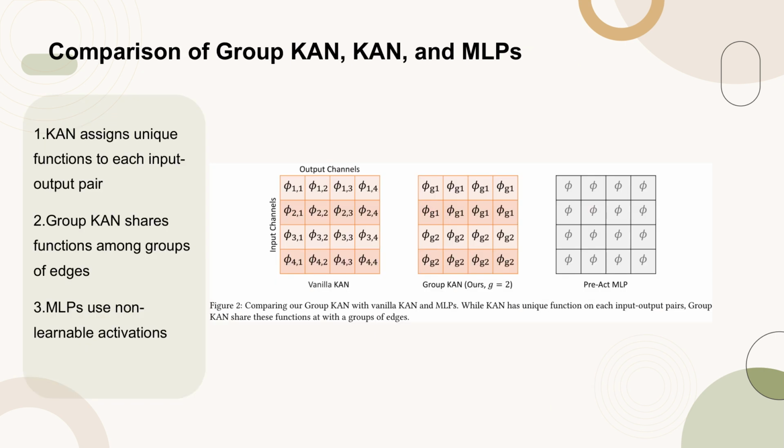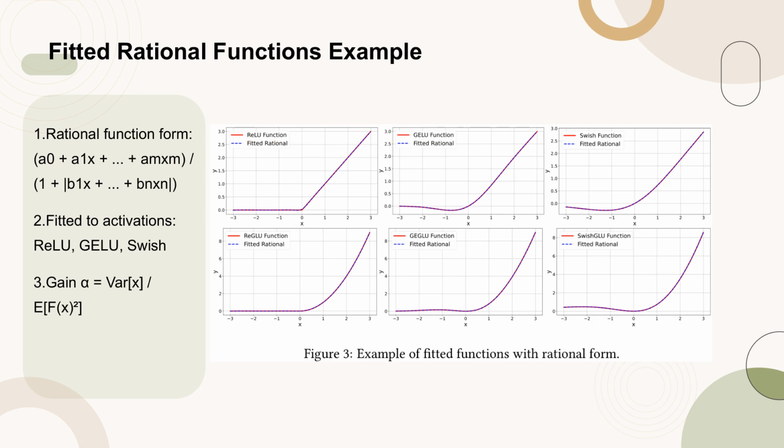Figure 2 provides a comparison of our group KAN with vanilla KAN and multilayer perceptrons, MLPs. The key distinction lies in the function assignment and parameter sharing. While KAN assigns a unique function to each input-output pair, group KAN implements parameter sharing among a group of edges, thereby reducing the number of parameters. In contrast, MLPs utilize non-learnable activations, which sets them apart from both KAN and group KAN. This figure highlights the architectural differences and the computational efficiencies achieved through group-wise parameter sharing in group KAN. Figure 3 presents an example of fitted functions using a rational form.